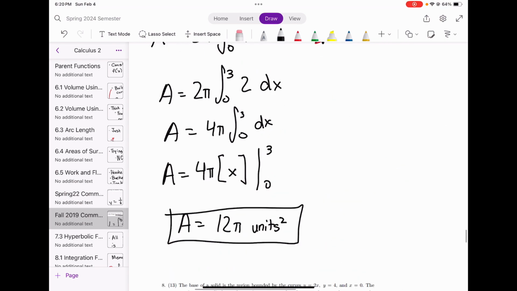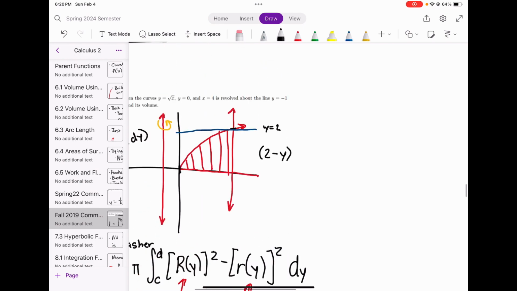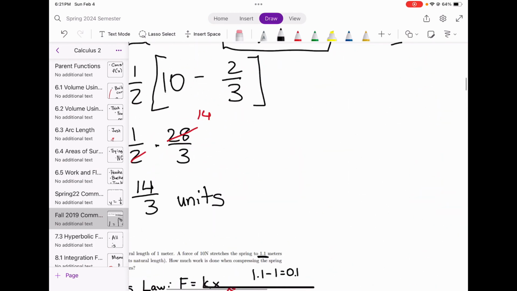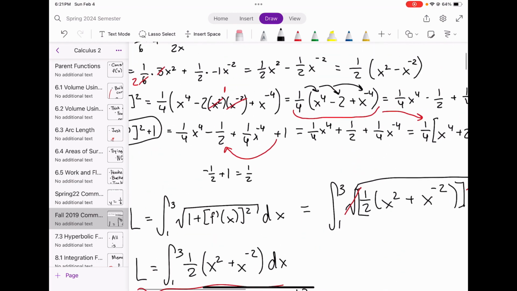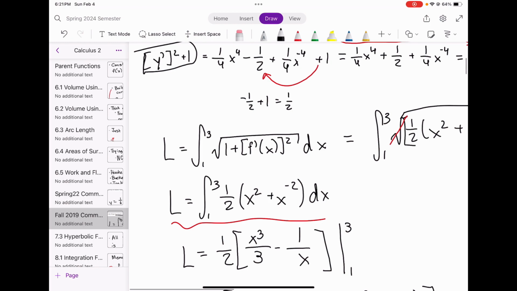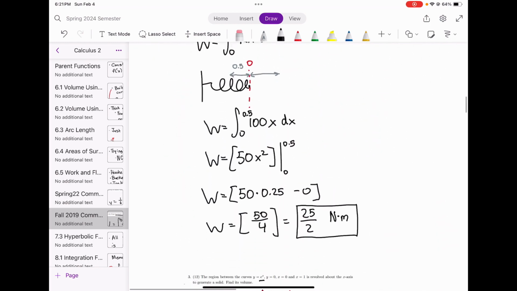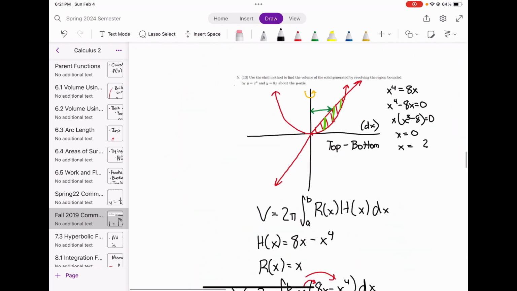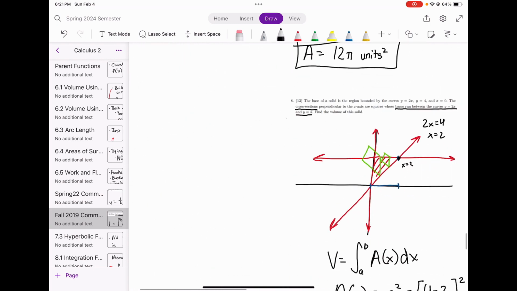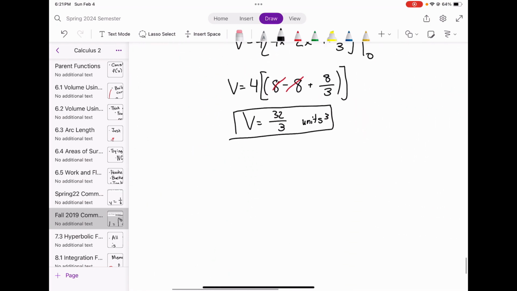Luckily in this common exam, there were no hyperbolic questions or 8.1 questions. Oh my god, 8.1 questions. You do need to know arc length, all of the volume formulas, all of the work formulas, and area for this exam. So everything here will be on the exam, almost 100%. To study, all the best.